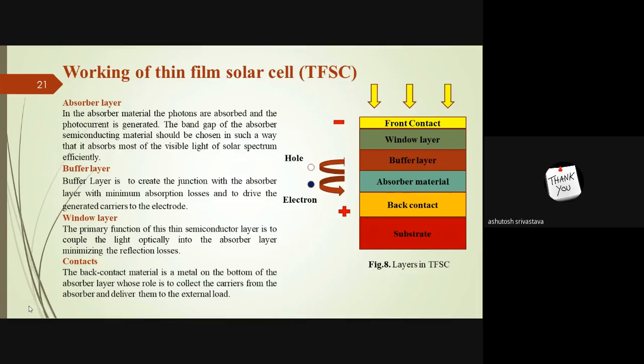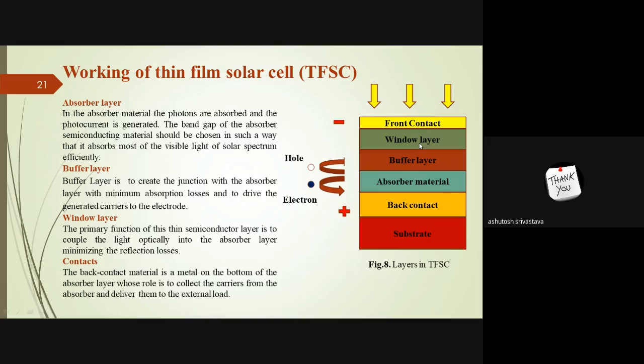Earlier, I told how a normal p-n junction based solar cell works. Now here, this diagram shows how this thin film solar cell works. So the basic working is very much the same. This buffer layer and this absorber material form that p-n junction, so there is nothing different between these two and the p-n junction. The only difference is these other layers. So let me tell you what this is.